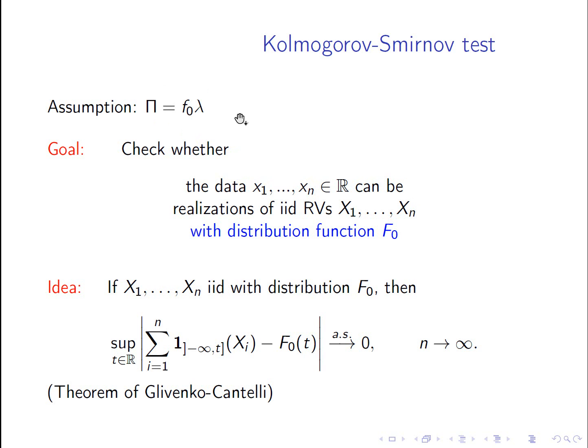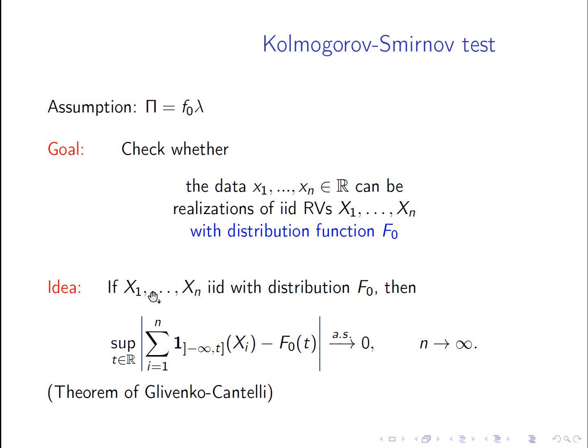Okay, so the goal is to check whether the samples we get from our method can be samples of the supposed target distribution. So we are checking whether the data x1 up to xn, which we get by our method, can really be realizations of IID random variables X1 up to Xn with supposed target distribution function capital F0. So capital F0 is the distribution function corresponding to this Lebesgue density.